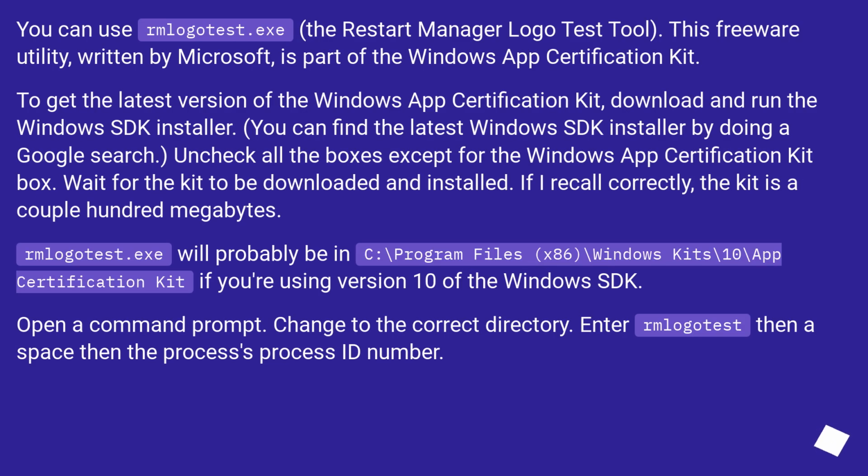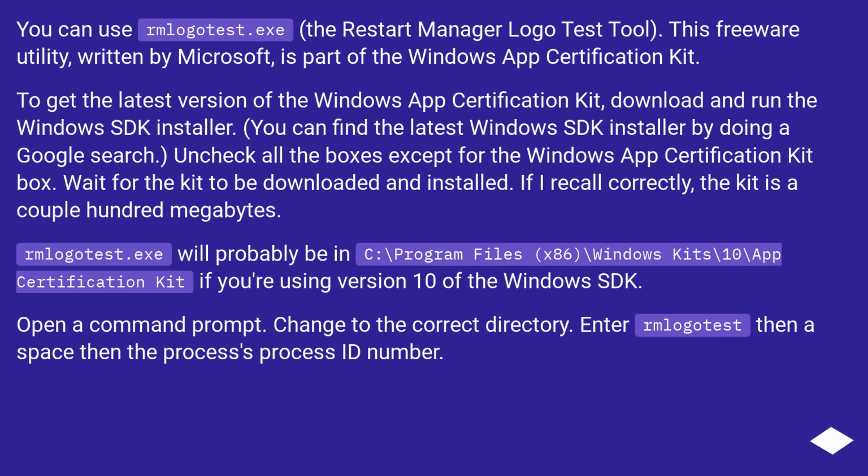You can use Logo Test, the Restart Manager logo test tool. This freeware utility, written by Microsoft, is part of the Windows App Certification Kit. To get the latest version of the Windows App Certification Kit, download and run the Windows SDK installer. You can find the latest Windows SDK installer by doing a Google search. Uncheck all the boxes except for the Windows App Certification Kit box. Wait for the kit to be downloaded and installed. If I recall correctly, the kit is a couple hundred megabytes.